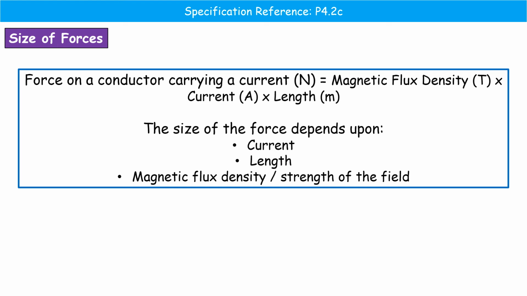We then have a calculation. So again, this is on your formula sheet. The force on a conductor carrying a current, in newtons because it's a force, is your magnetic flux density times current times length. Key thing to look out for here is to make sure that your length is in meters. If it's in centimeters, divide by 100 first of all, and then you could rearrange if you need to. But what that tells us is that the force is going to depend on the current, the length, and the magnetic flux density.